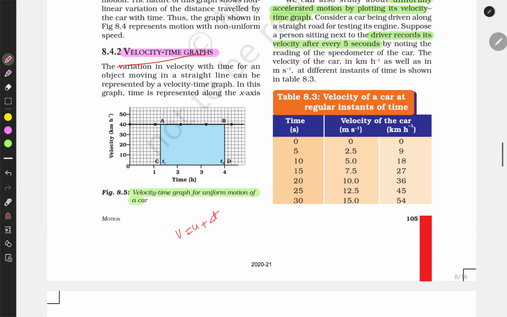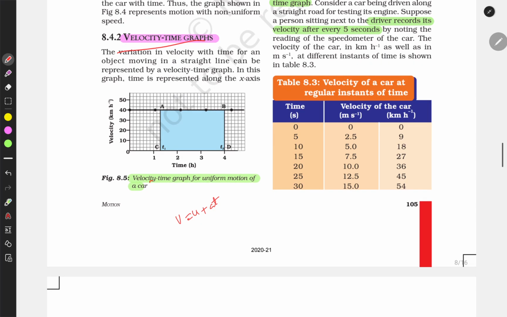Now the velocity-time graph. In a uniform motion, the speed will be the same. Suppose it is 40 km per hour. This is the speed at 40 km per hour. So the speed will be the same, and the graph will be this from time 1 to time 4. Only the time will change, but the speed will remain constant. This is how a rectangular type of graph will be formed in the velocity-time graph in case of uniform motion.